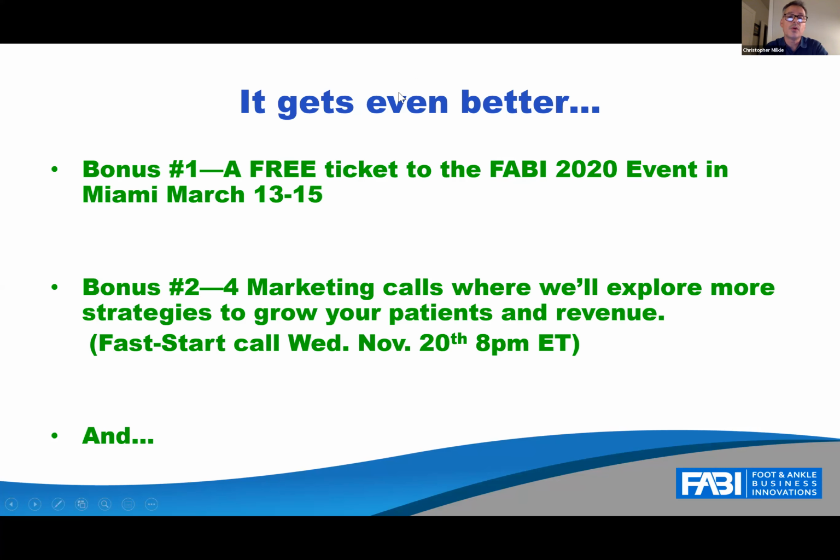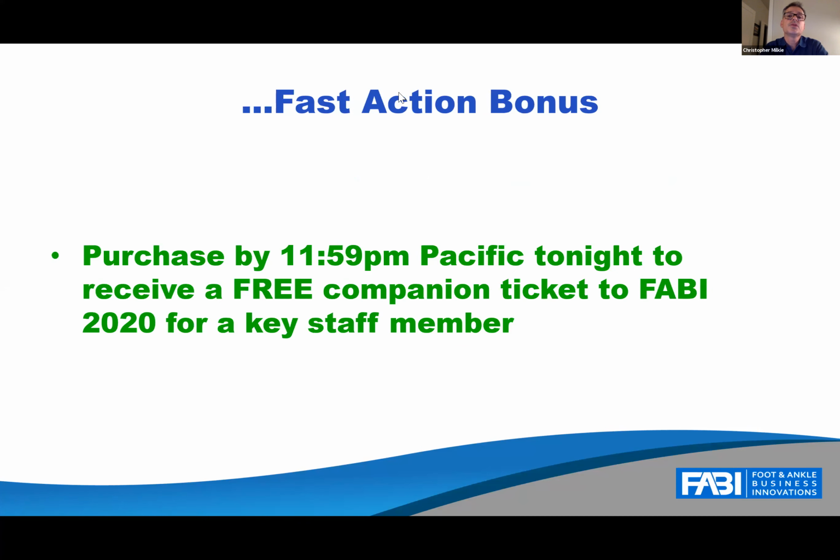And there's one more bonus for you. We call it the Fast Action bonus. So the Fast Action bonus is if you purchase by 11:59 p.m. Pacific tonight, you can receive a free companion ticket to FABI 2020 for a key staff member, for a spouse, for a significant other, for somebody else in your business or in your life that you want to bring along to this.